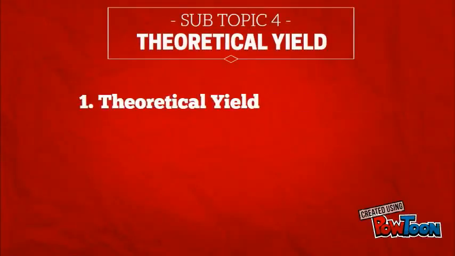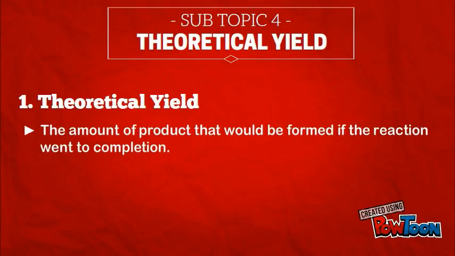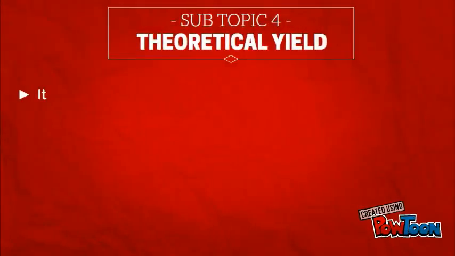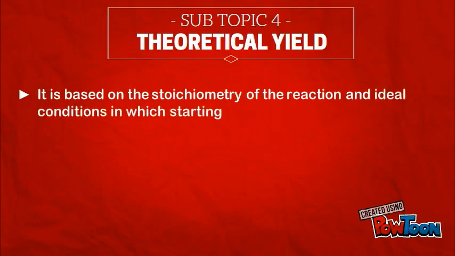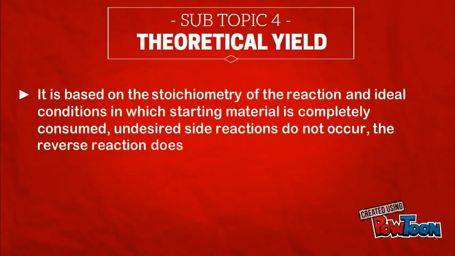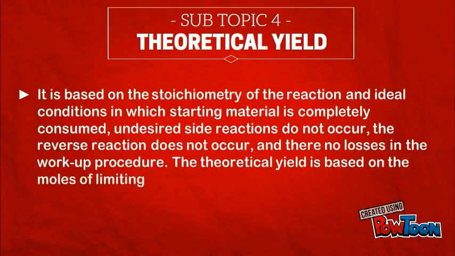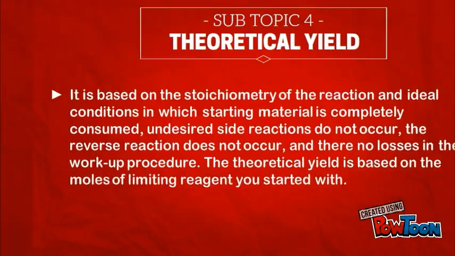Subtopic 4: Theoretical yield. The amount of product that would be formed if the reaction went to completion. It is based on the stoichiometry of the reaction and ideal conditions in which starting material is completely consumed, undesired side reactions do not occur, the reverse reaction does not occur, and there are no losses in the workup procedure. The theoretical yield is based on the moles of limiting reagent you started with.